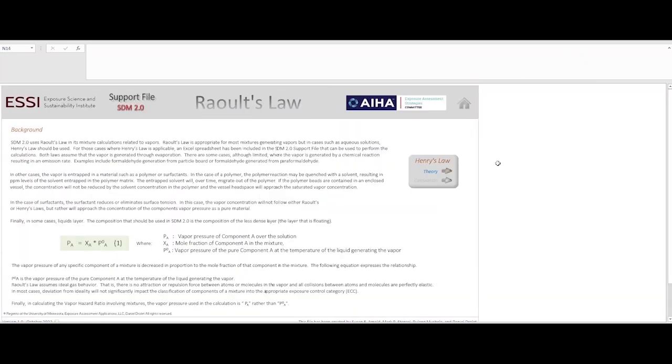Raoult's law and its application to chemical mixtures is introduced on the Raoult's law page, shown here. It provides a summary of the theory and the specific equation.